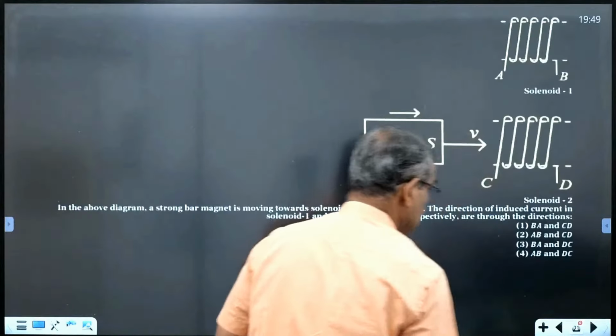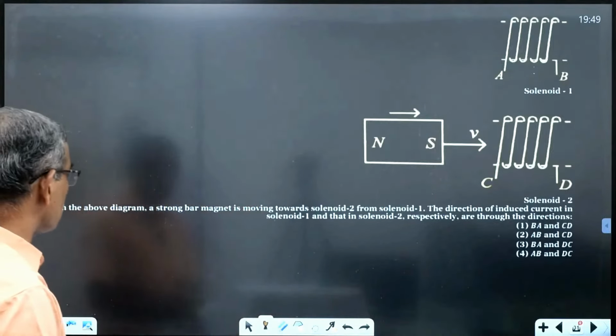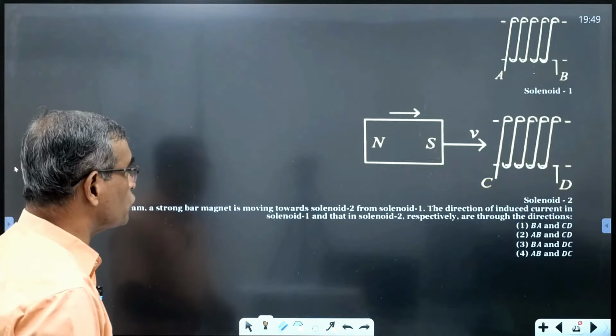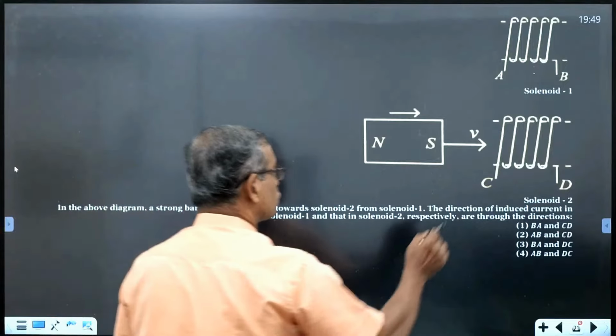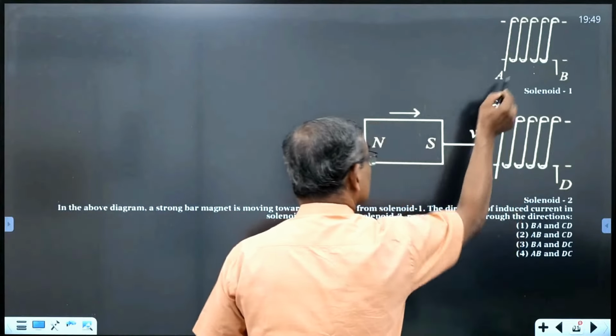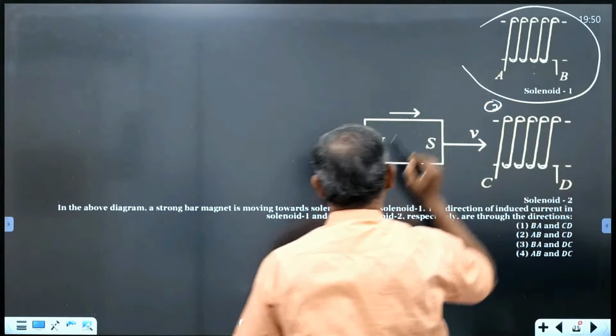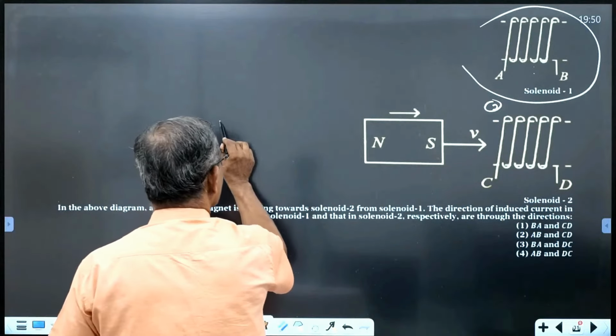Go to the next question. In the above diagram, a strong bar magnet is moving towards solenoid 2. This is solenoid 2 and this is solenoid 1. And I am going to draw that here.